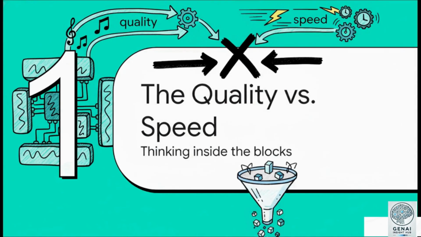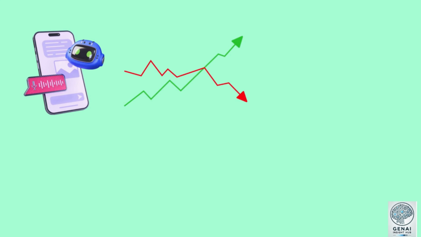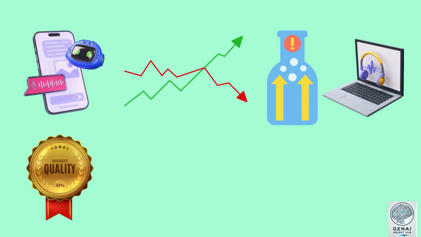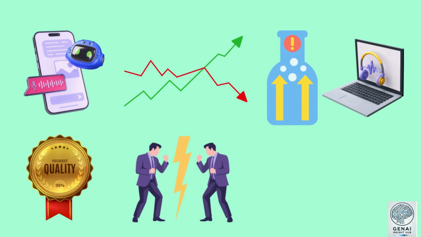Okay, so let's get into the quality versus speed dilemma. To really get why this has been such a tough nut to crack, we've got to look at how things have usually been done. For years, AI audio has been stuck in this fundamental trade-off, this bottleneck, where sound quality and processing speed are constantly fighting each other. It's all about thinking inside these little digital blocks.